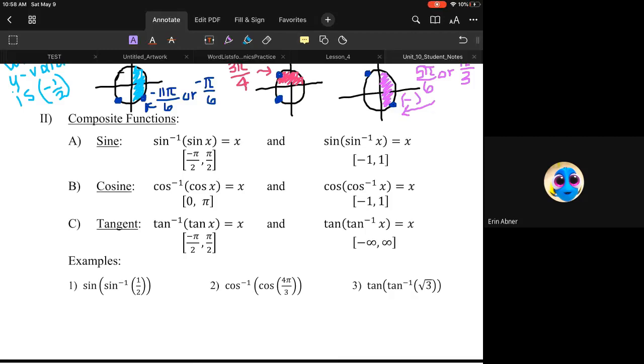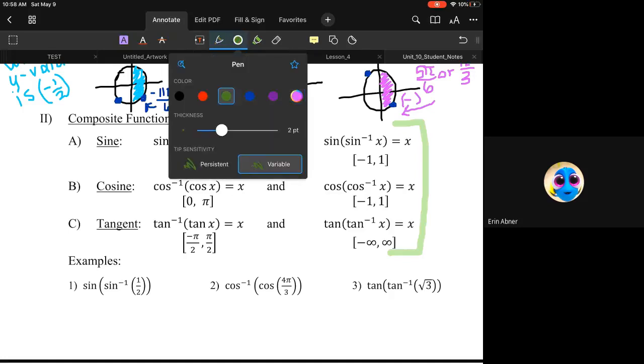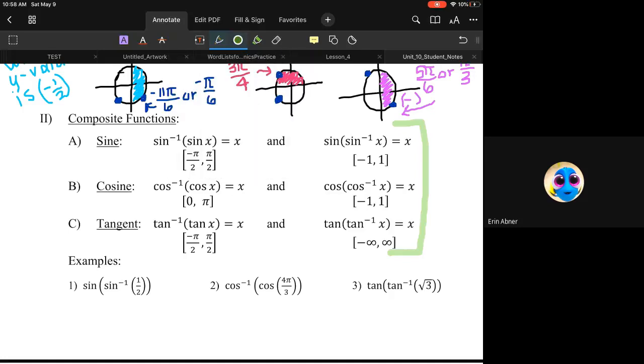So the big thing that we want to remember about this whole process is that we are watching our domains. And that's just saying watch where your function lives, what you're looking for.